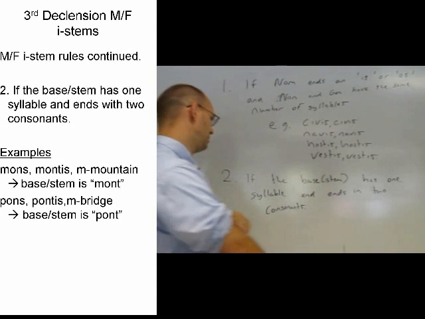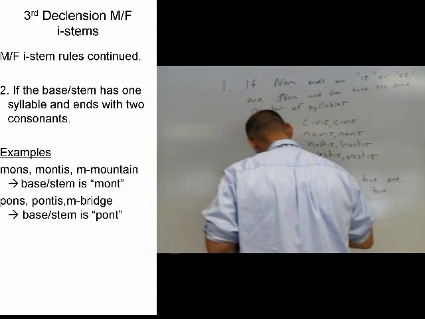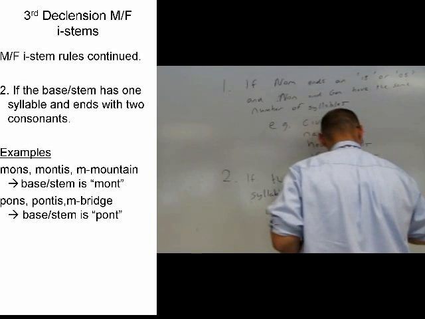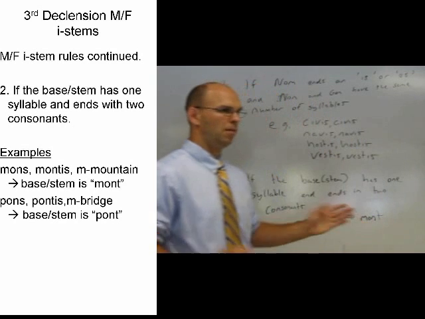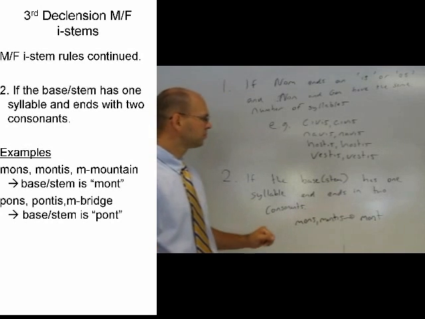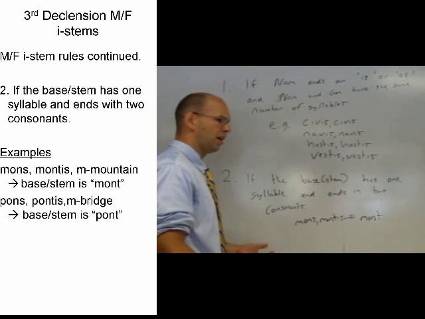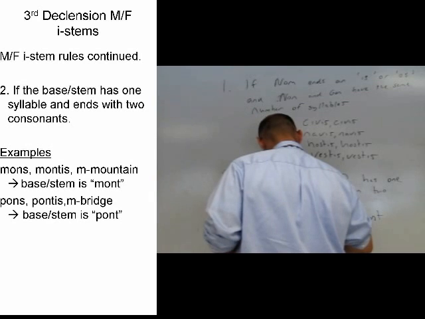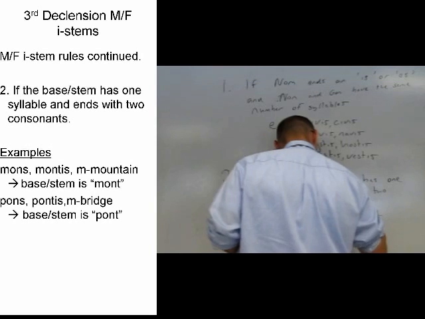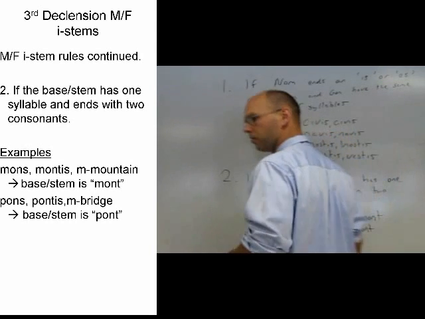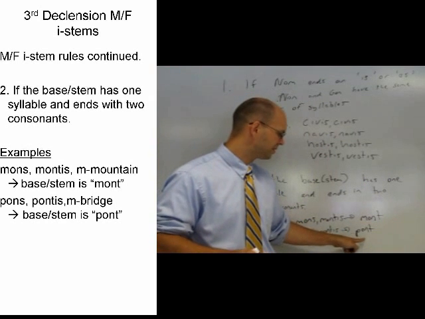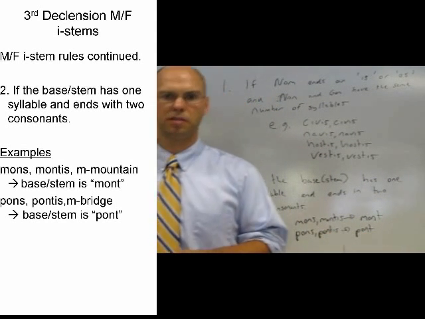And this would be mons, montis. Its stem is mont. One syllable, mont. Ends in two consonants. Another one that I think you know, pons, pontis, same thing. Pont. So that would also be an I-stem. Again, monosyllabic base ends in two consonants.